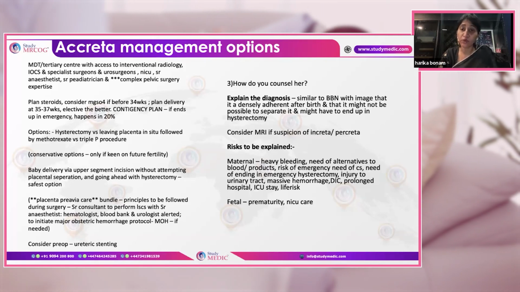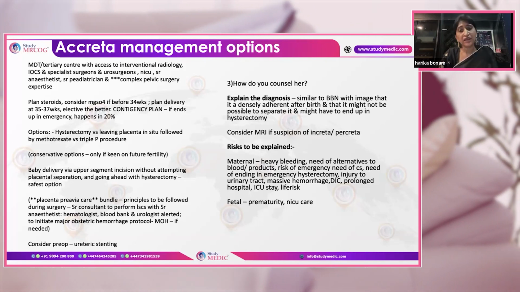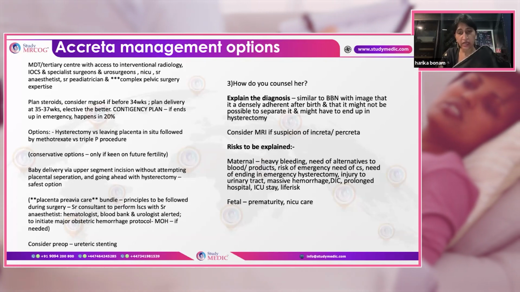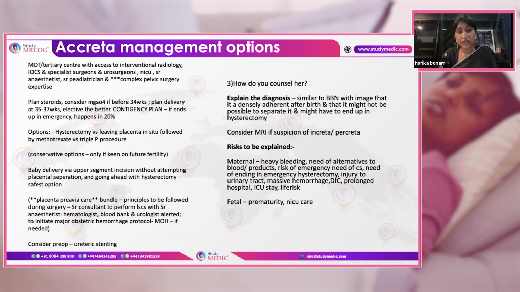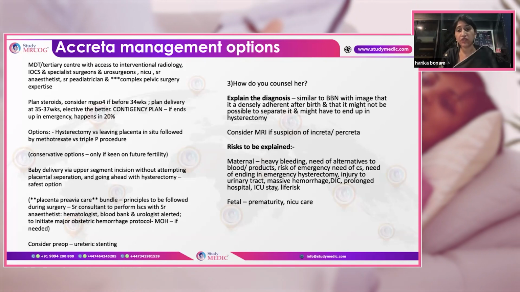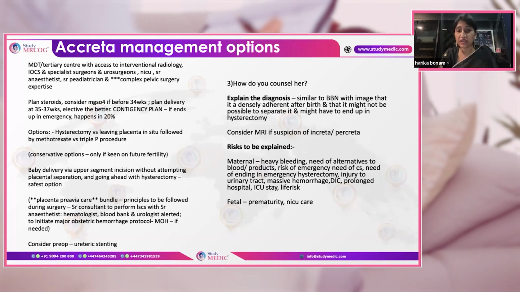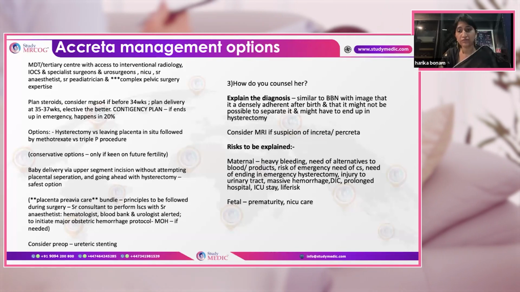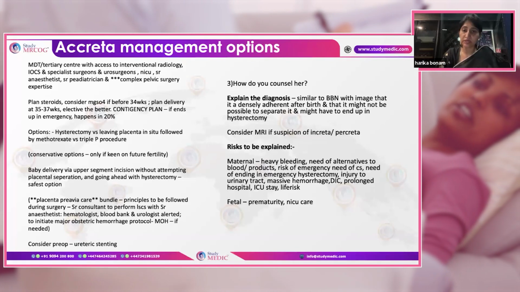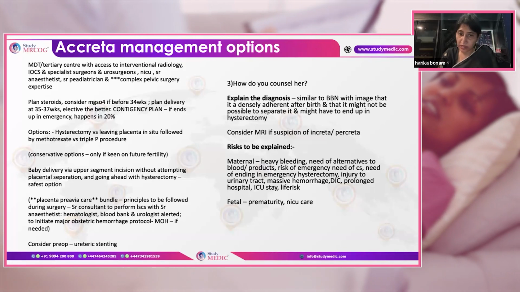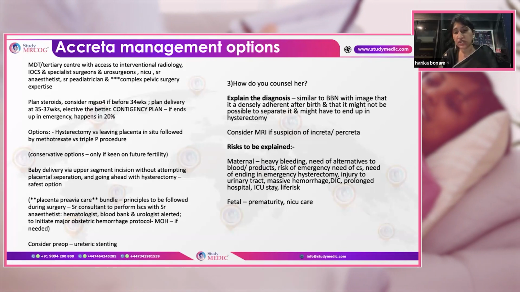You might have to end up having the removal of the womb. And consider MRI to know even more about the further details, involvement of the adjacent organs as well. Risks to explain in the maternal risk: heavy bleeding, need of blood products, risk of emergency cesarean section, need of emergency hysterectomy, injury to the adjacent organs, massive hemorrhage, DIC, prolonged hospital stay, acute kidney injury, ICU stay, life risk, in a very sensitive manner. And fetal risk: prematurity and NICU care.